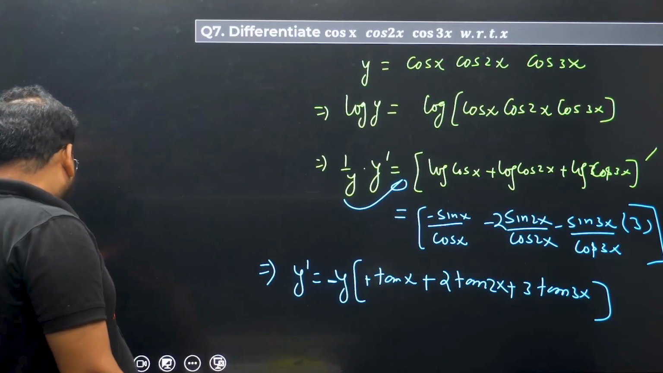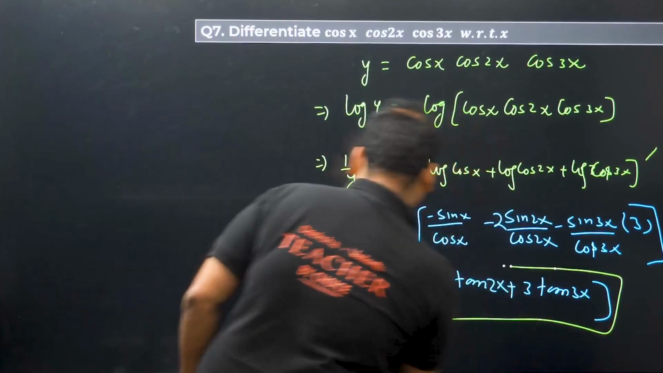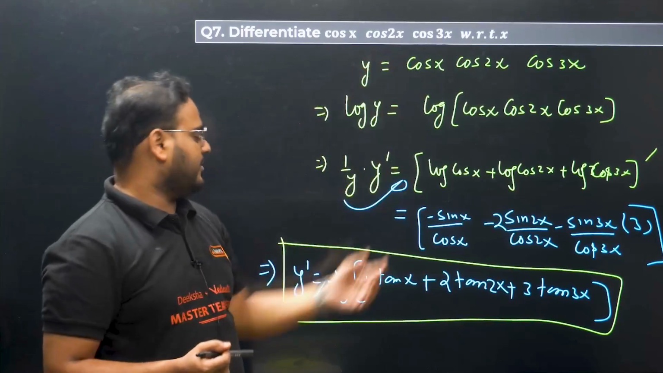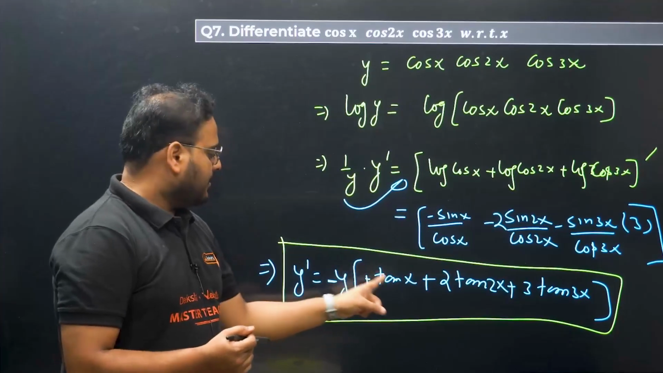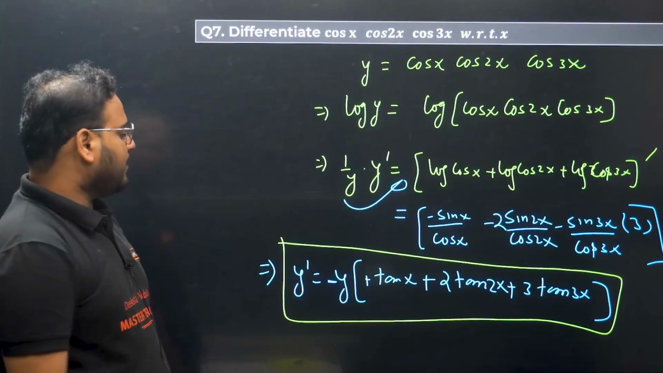Y dash equals to y times of, what does the y mean? Y will become what? This one, cos x, cos 2x, cos 3x. Okay, tan x plus 2 tan 2x plus 3 tan 3x. Y dash equals to minus y of that.